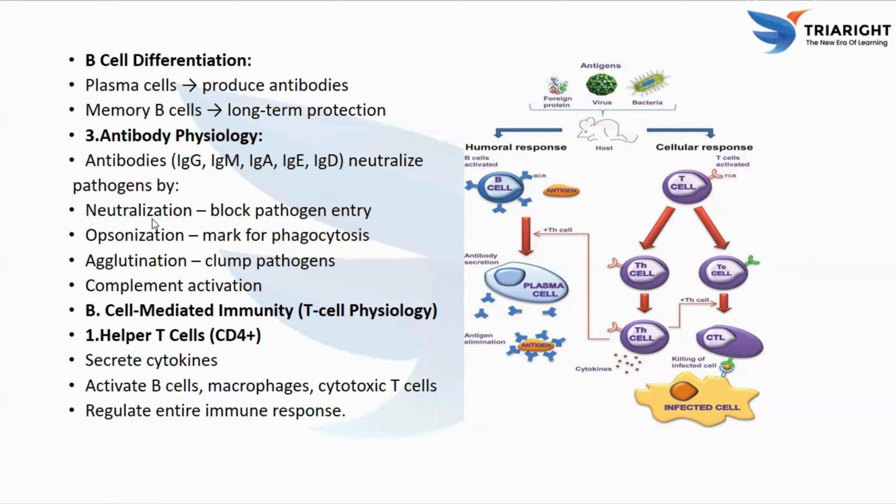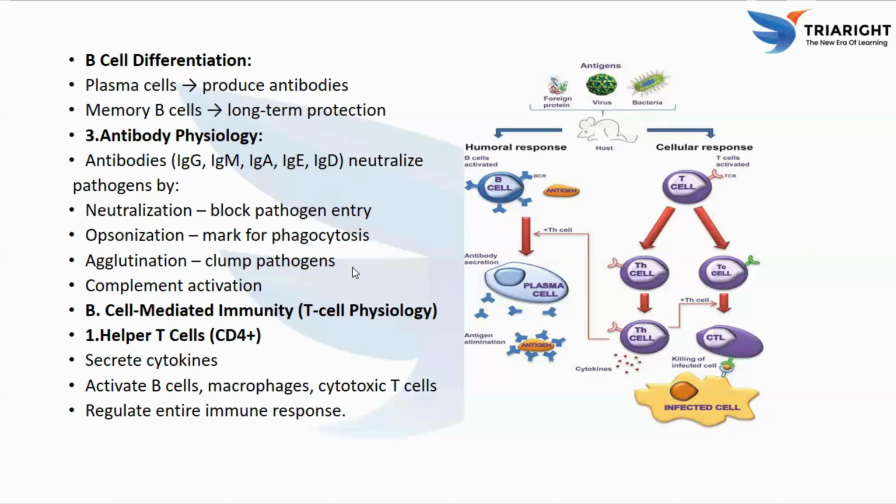And antibody physiology. Antibodies perform several key protective functions. They do not kill pathogens directly. They guide other immune mechanisms. So what are the major antibody classes and functions? IgG, this is the most abundant one. It crosses the placenta and gives long-term immunity. IgM is the first antibody produced and is very strong at agglutination. And IgA, mucosal immunity. It is secreted in tears, saliva and the gut. IgE, allergic responses, and defense against parasites. And IgD, which is present on the B cell surface for activation.